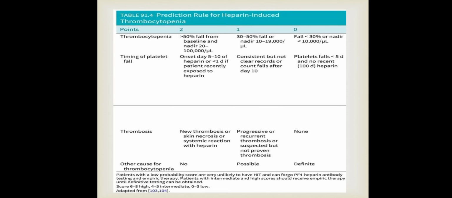Regarding thrombus, any new thrombus is score 2. Any progressive or recurrent thrombus is 1. No thrombus, 0. Other cause of thrombocytopenia: absolutely nothing means a score of 2. Maybe a chance or possible is a score of 1. And definitely there's another cause of thrombocytopenia means the score is 0. Okay. So if a patient has a score of 0 to 3, then he has a very, very unlikely chance of heparin-induced thrombocytopenia. 4 to 5 is intermediate, 6 to 8 is very high chance, and you can send a PF4 heparin antibody test in this patient, right?